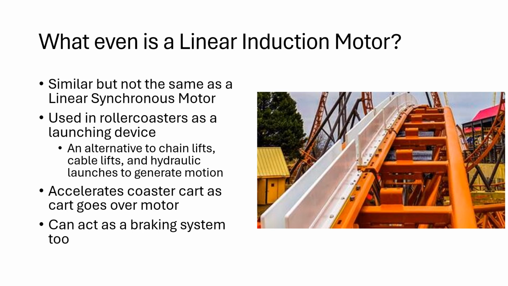Chain lifts and cable lifts tend to bring the roller coaster cart to some height, and then at that point they let gravity do the work. Whereas launches like hydraulic and linear synchronous motors and of course linear induction motors create some sort of force that causes the cart to be shot forward or backwards. And so it accelerates the coaster car as it goes over the motor. Linear induction motors can also act as a braking system, but usually they're used for launches.